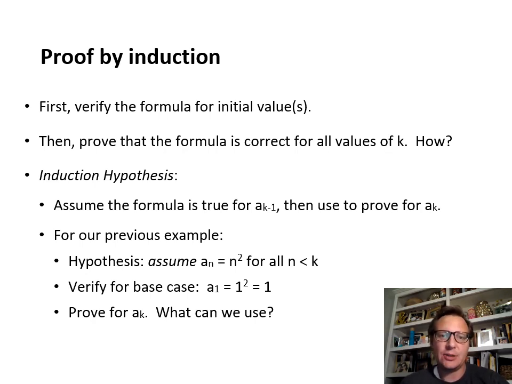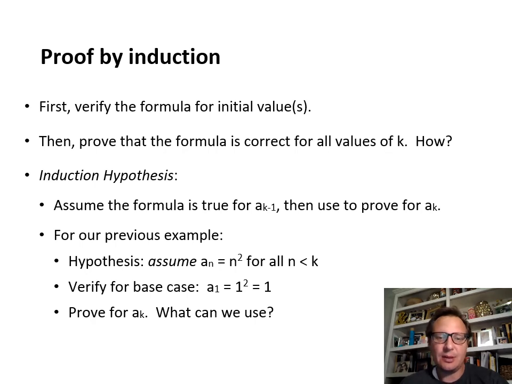So in proof by induction, first, we verify the formula for initial values. Then, we prove that the formula is correct for all values of k. How do we do this? Well, we rely on the so-called induction hypothesis and induction step. We assume that the formula is true for A_(k-1), and then we use that to prove that it's true for A_k.